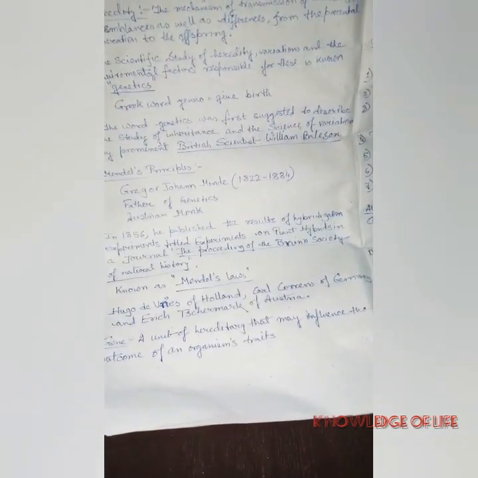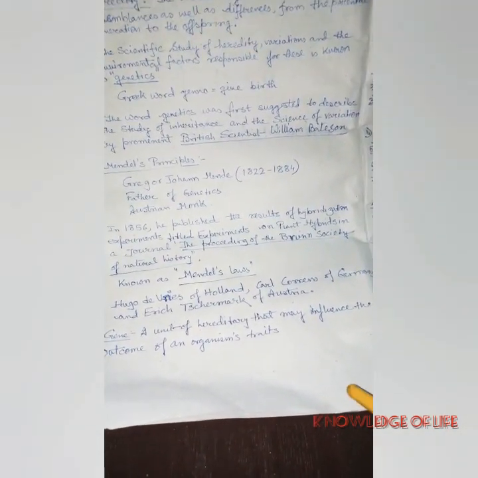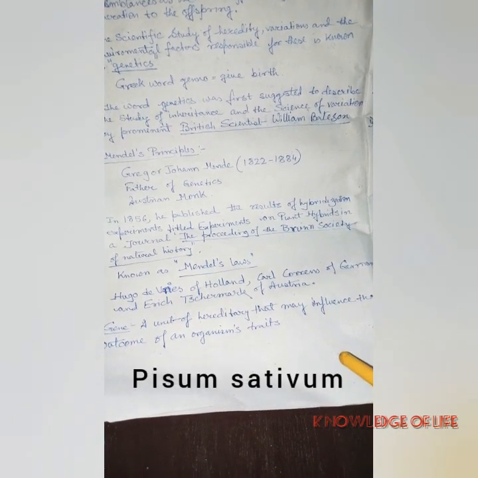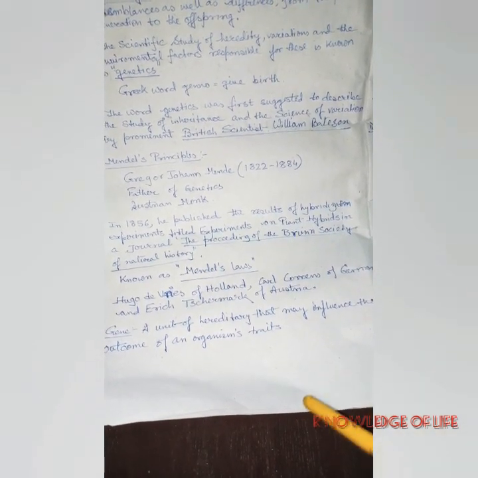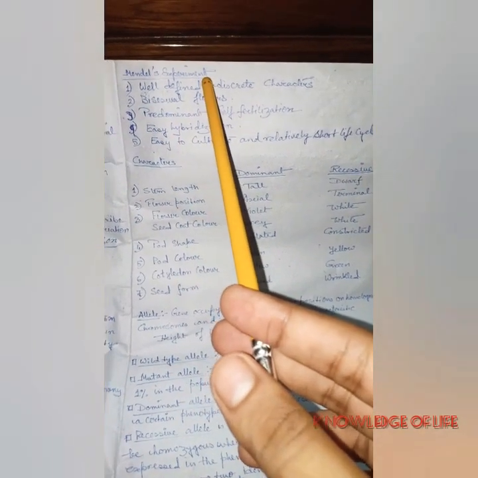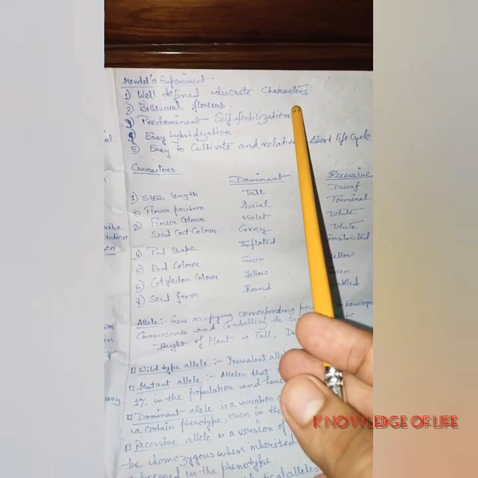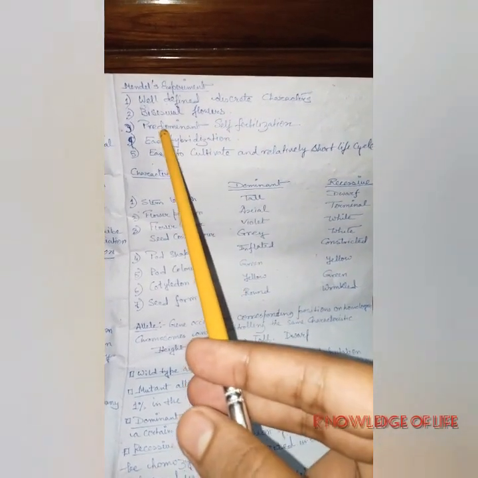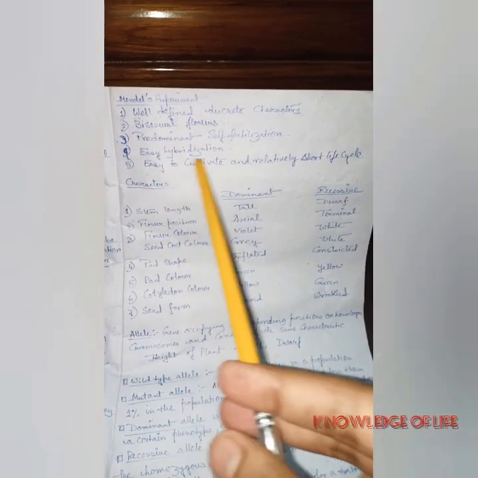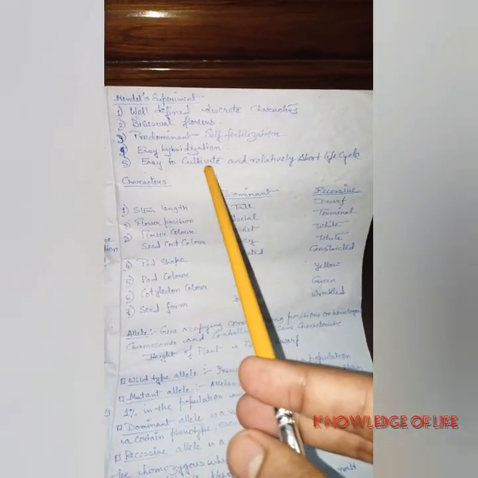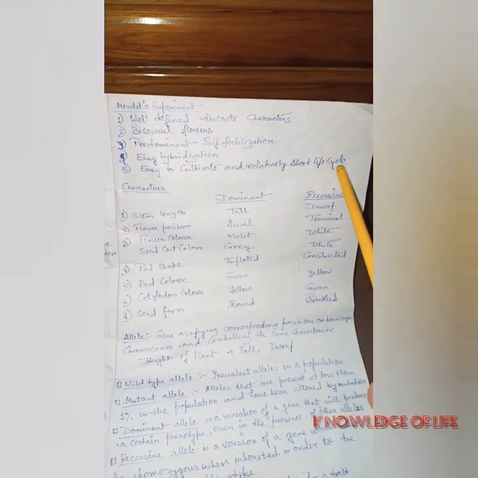Mendel chose the garden pea, Pisum sativum, for his experiment since it has the following advantages. Main advantages of Mendel's experiment: well-defined discrete characters, bisexual flowers, predominant self-fertilization, easy hybridization, easy to cultivate, and a relatively short life cycle.